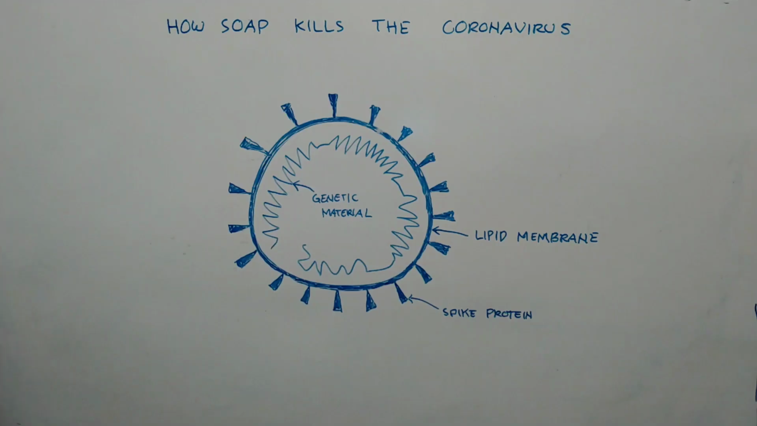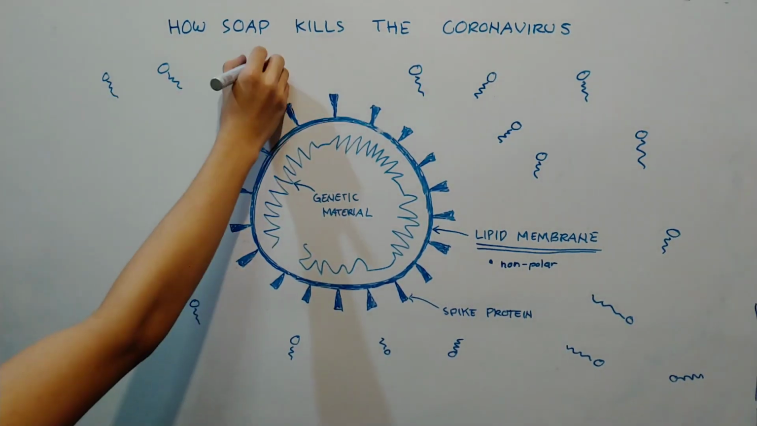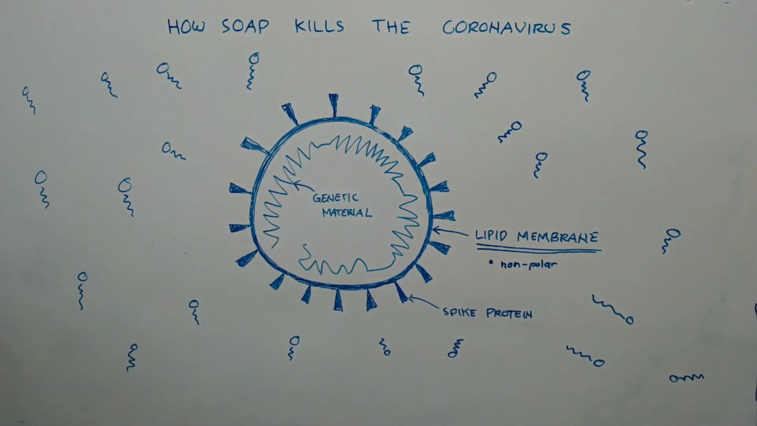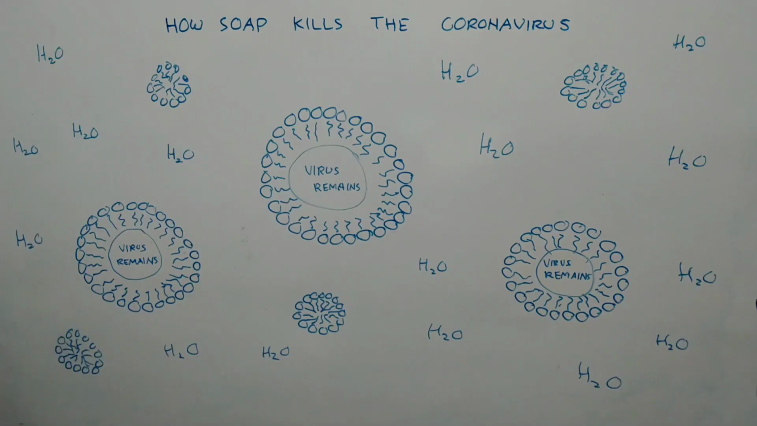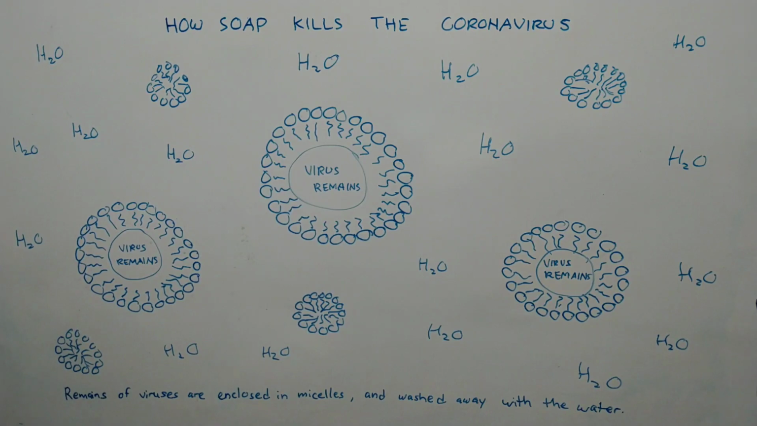Soap kills the coronavirus in the same manner. The outer layer of the coronavirus mainly consists of a lipid membrane, which is non-polar. When soap molecules are introduced, these bind to the lipid membrane and disrupt this outer layer, disintegrating the virus. The same thing then happens to the remains of the viruses. They are enclosed in micelle structures and are then dispersed or washed away with the water.